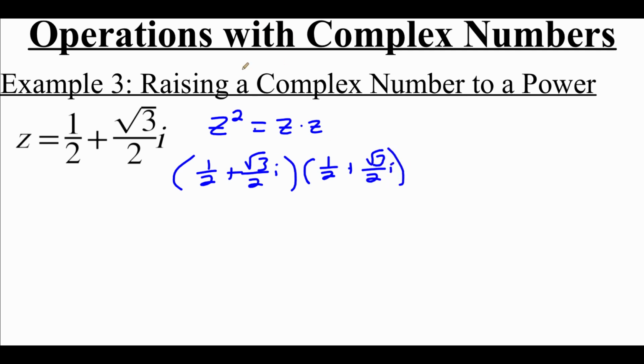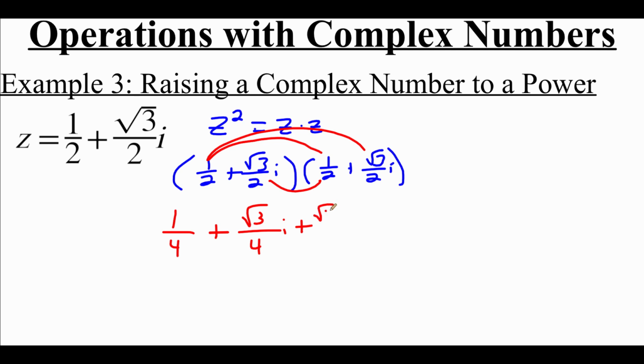And we're going to FOIL this out just like we did before with multiplying. So we have to take a half times a half. When you're multiplying fractions, you multiply the top number. So 1 times 1 is 1, and on bottom 2 times 2 is 4. Then we're going to take the 1/2 times the root 3 over 2i. So 1 times root 3 is root 3. 2 times 2 is 4, but then we still have this i attached to it. And we're going to get a similar answer here in the middle when we take a half times root 3 over 2i. So we're going to get another root 3 over 4i.